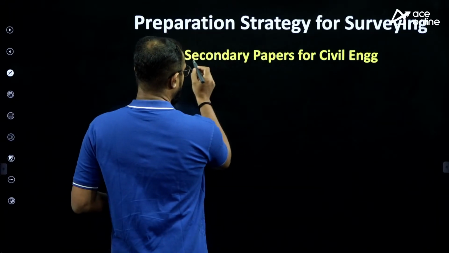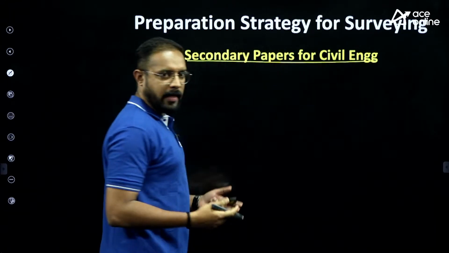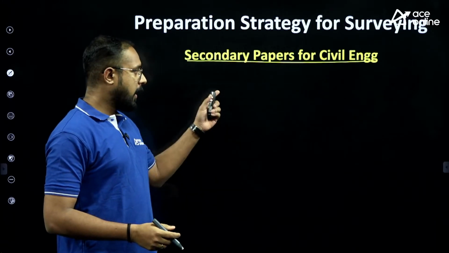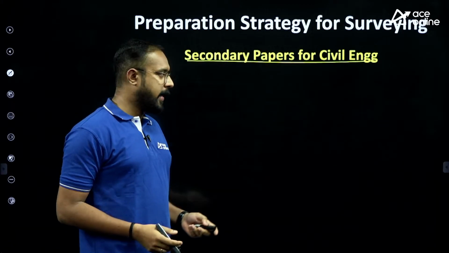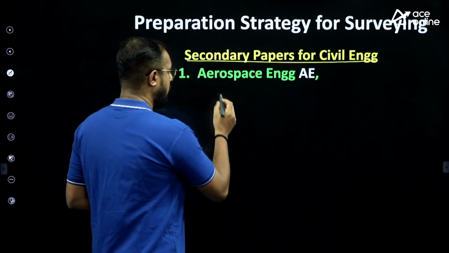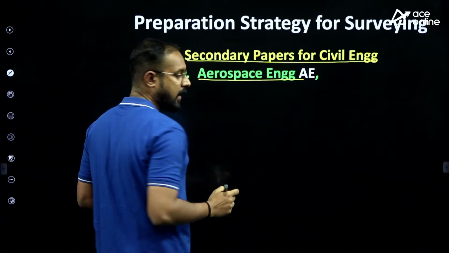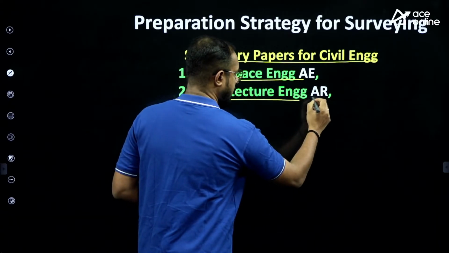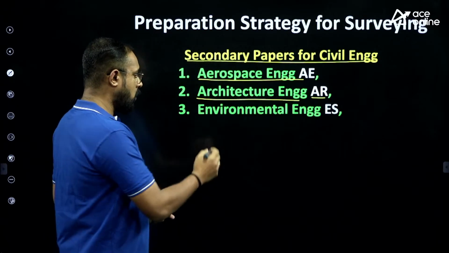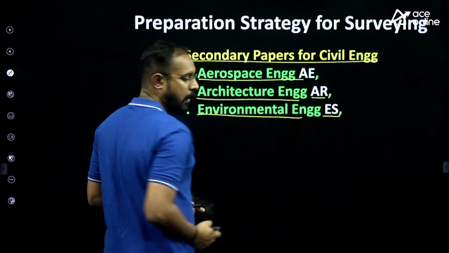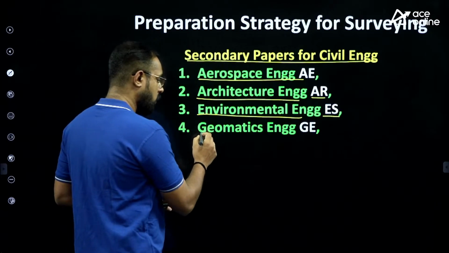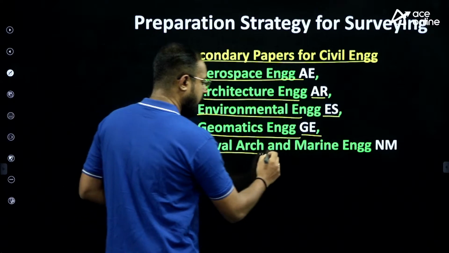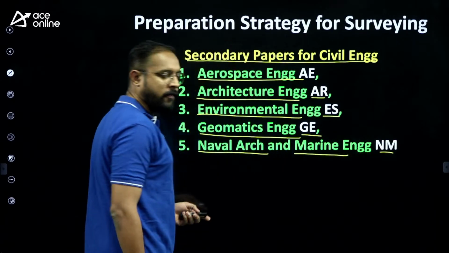in our new examination criteria, there is a secondary paper also given to us. We can write two papers now in the GATE examination, and in this particular paper we have first aerospace engineering as a secondary option for civil, paper code AE; architecture engineering, that is AR paper code; followed by environmental engineering, the paper code of ES. The fourth one is geomatics engineering with the paper code of GE, and naval architecture and marine engineering with the paper code of NM.